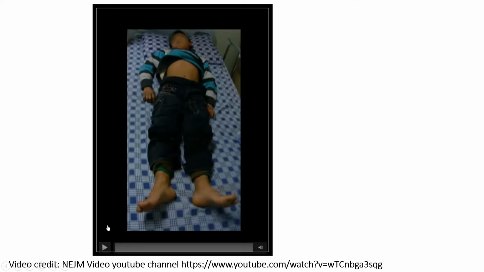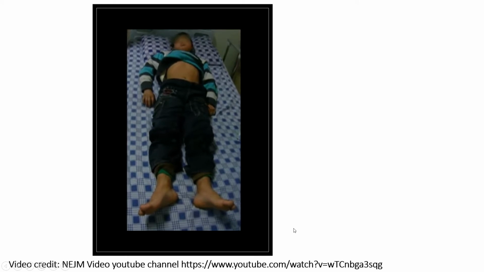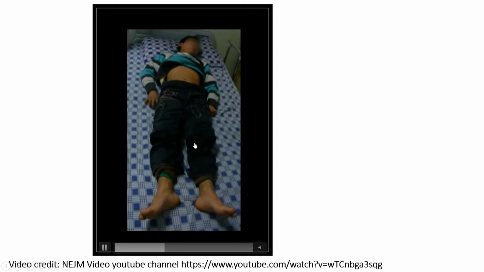So in this video, let's just see what we have for us. So I can see, okay, so these are random hyperkinetic movements. These are definitely non-rhythmic movements.